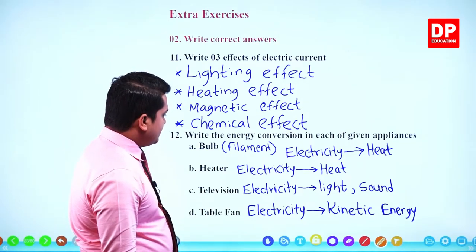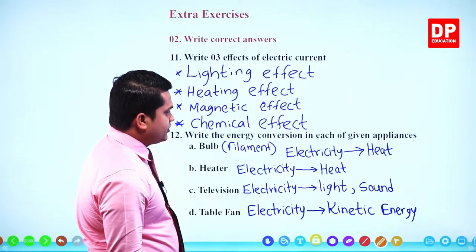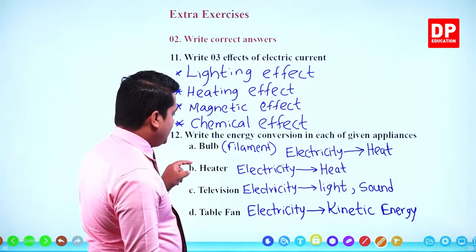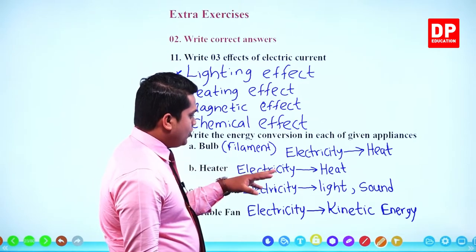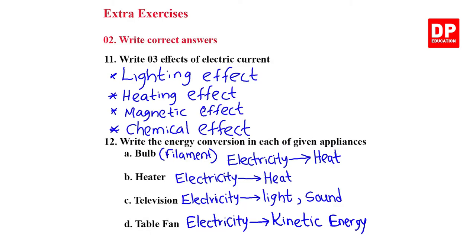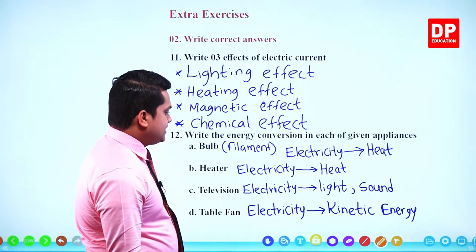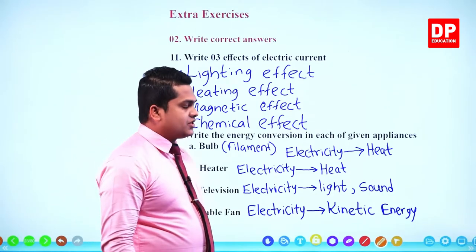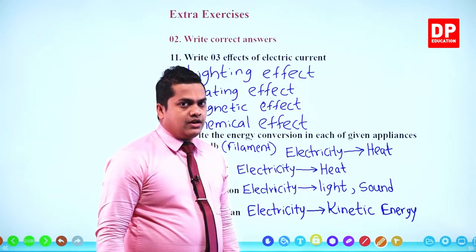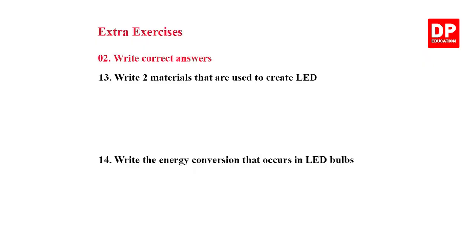So these are the types of energy conversions that occur in each of the appliances. In a filament bulb, electricity to heat energy. In a heater, once again, electricity to heat energy. In a television, electricity to light and sound energy. In a table fan, electricity to kinetic energy. So these are the examples of energy conversions that occur in household electrical appliances. Right then. So we'll move on with the next question.